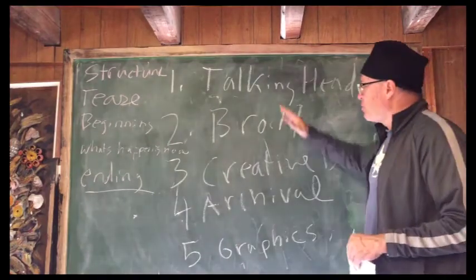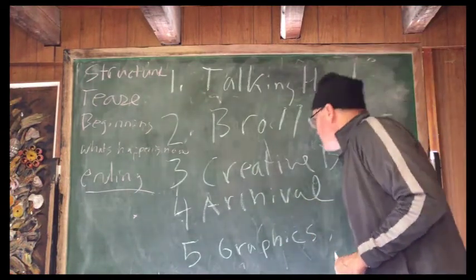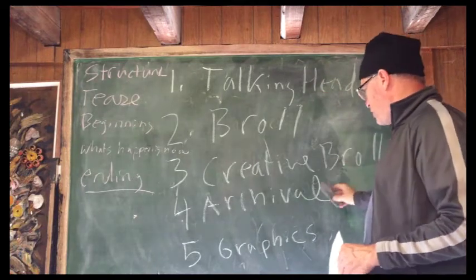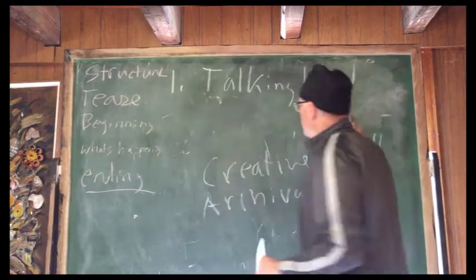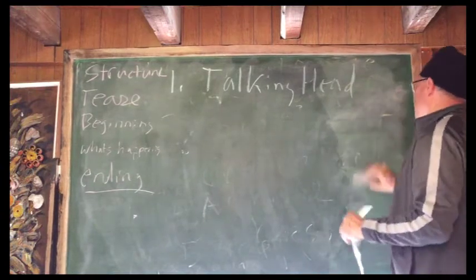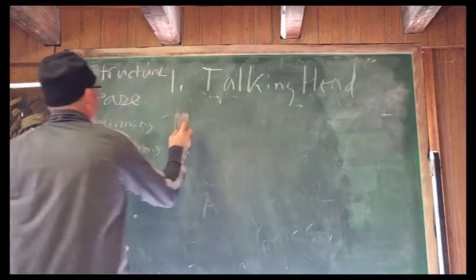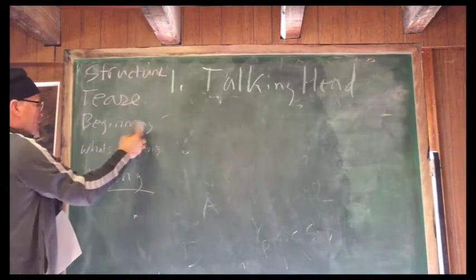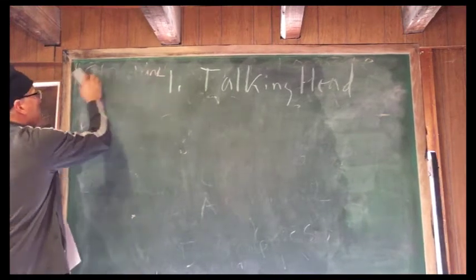So last time I put these five elements that are the visual elements of a documentary up, and they were the talking head, the B-roll, the creative B-roll, the archive, and the graphics. But today I'm going to talk about the talking head, and I'm going to talk about framing shots and doing professional, so-called professional interview techniques. Also, I talked last time about the structure. There's often an opening tease, then you go to the beginning of your story, what's happening now, and then an ending. So that was last week.